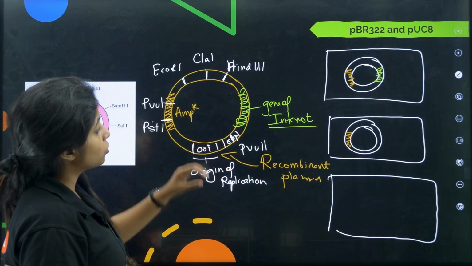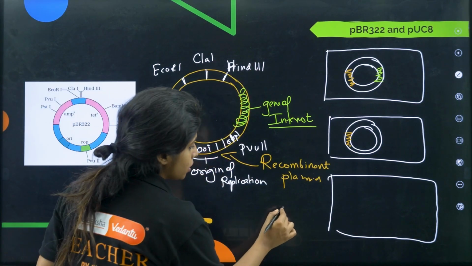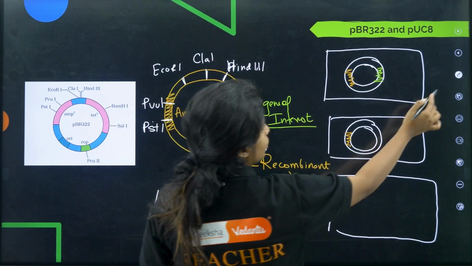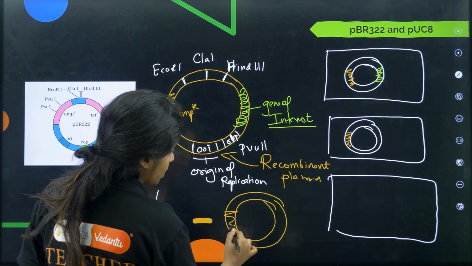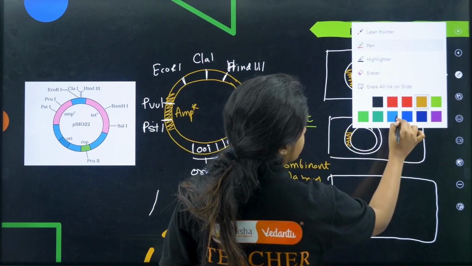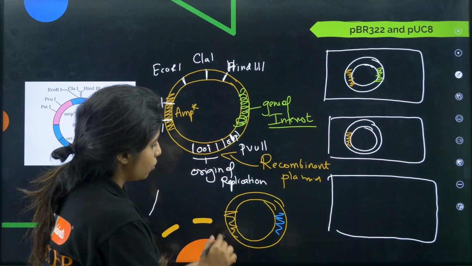Another one is the normal plasmid, the non-recombinant, where you will have your tetracycline resistance gene over there. So this is the ampicillin resistance and the tetracycline resistance will be over here. This is the non-recombinant one.